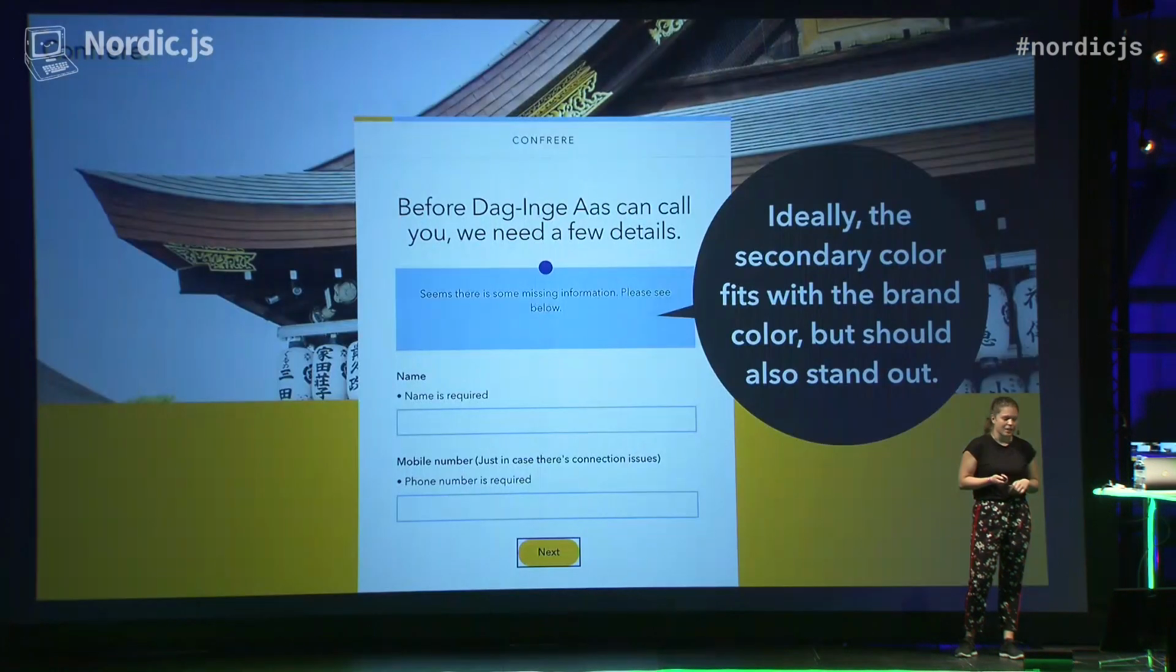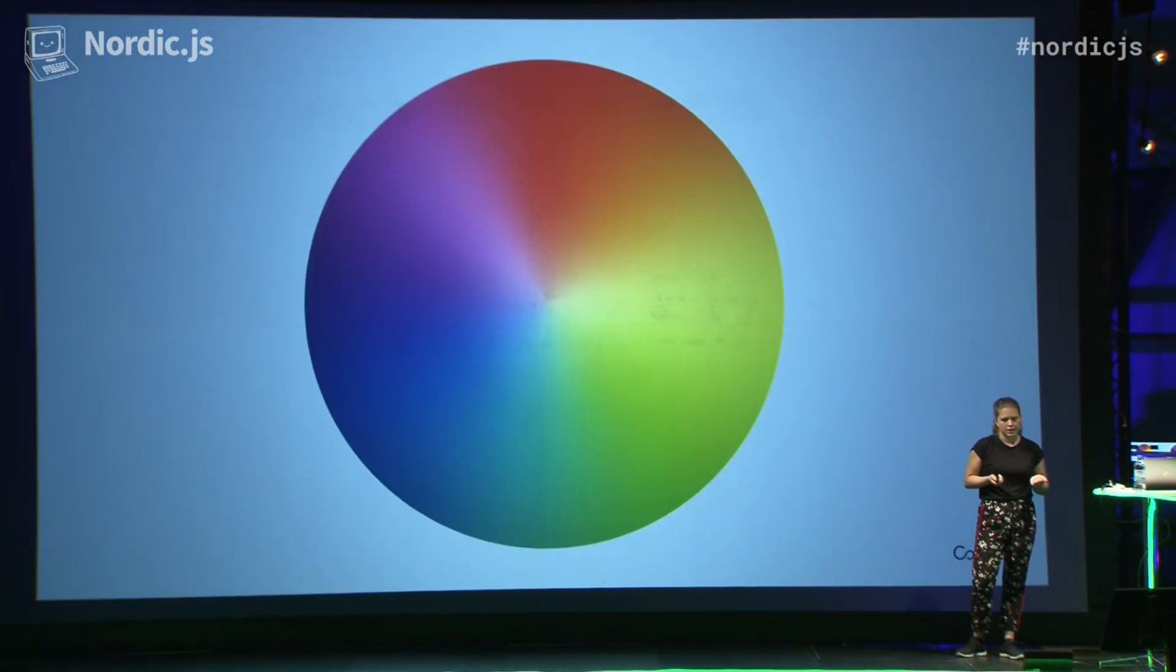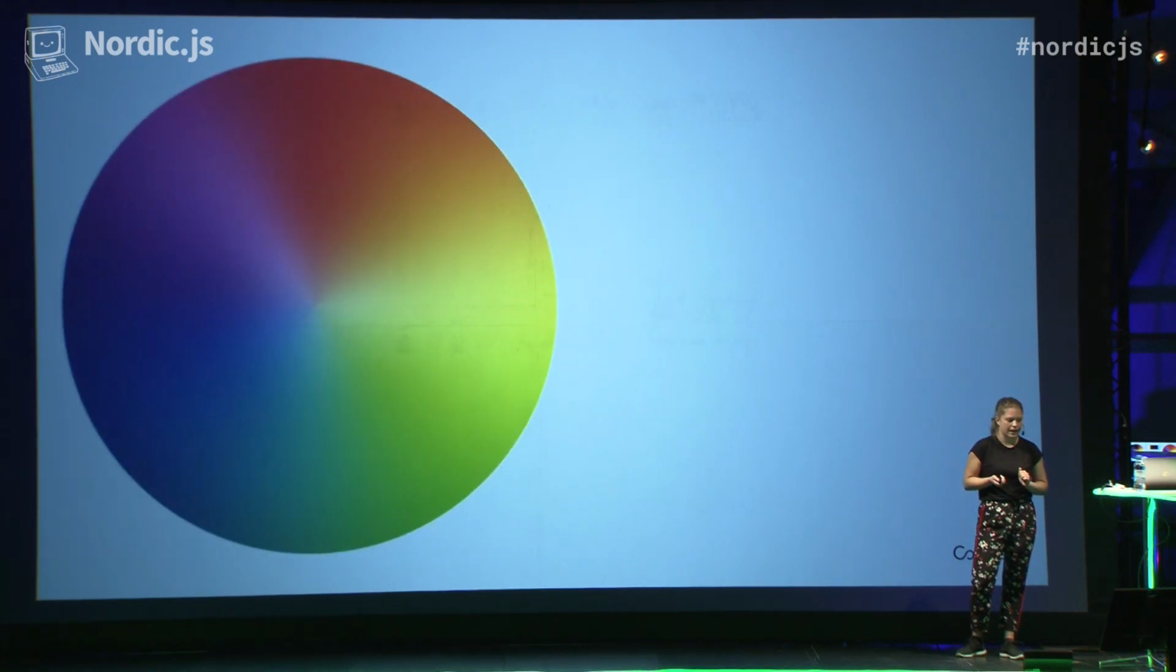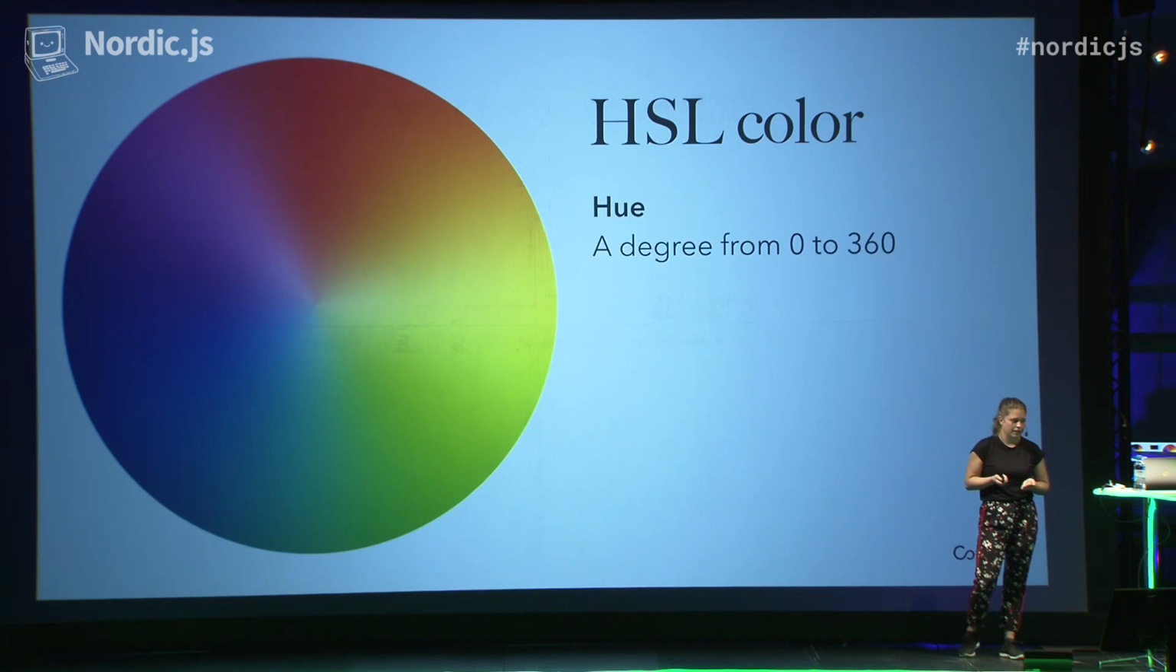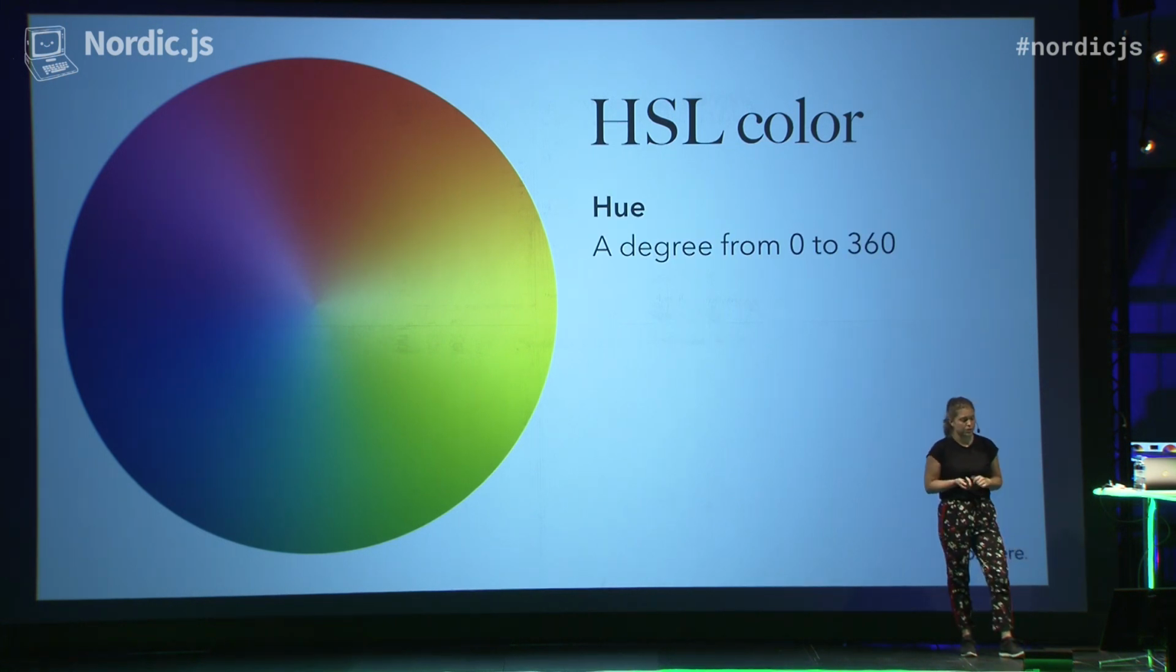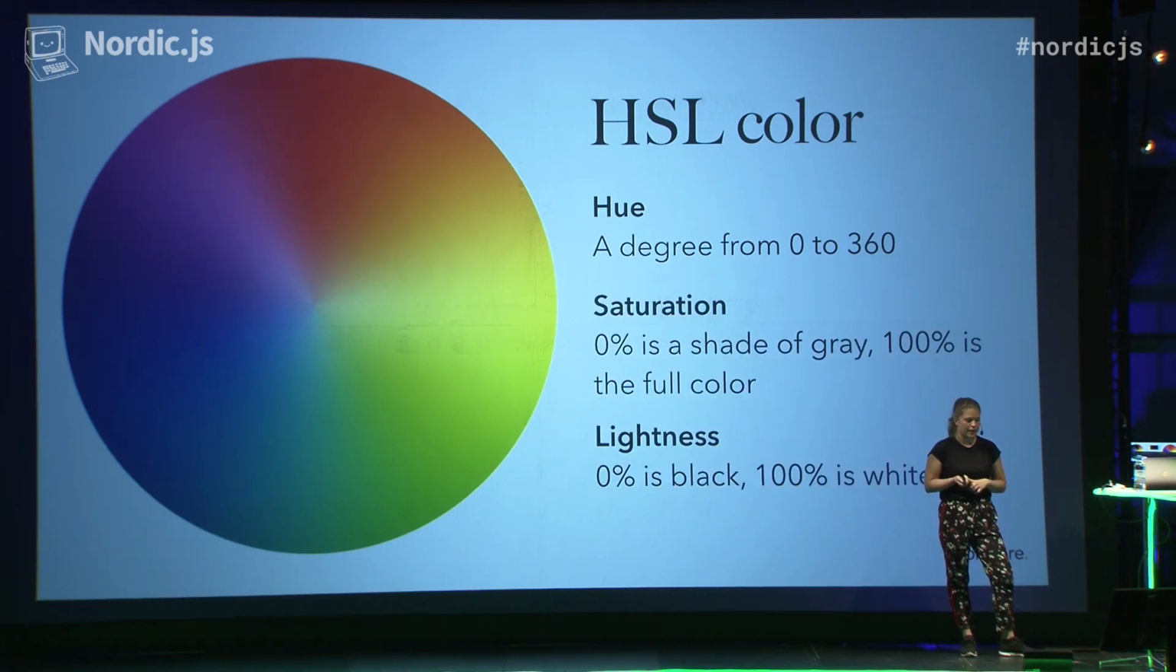So this is what we want. We want to have a color that looks good with the brand color, but also looks different. So the solution we found was to use color wheels. So this is the HSL color wheel, which has 3 attributes: hue, which is the degree from 0 to 360, and the saturation, and the lightness.